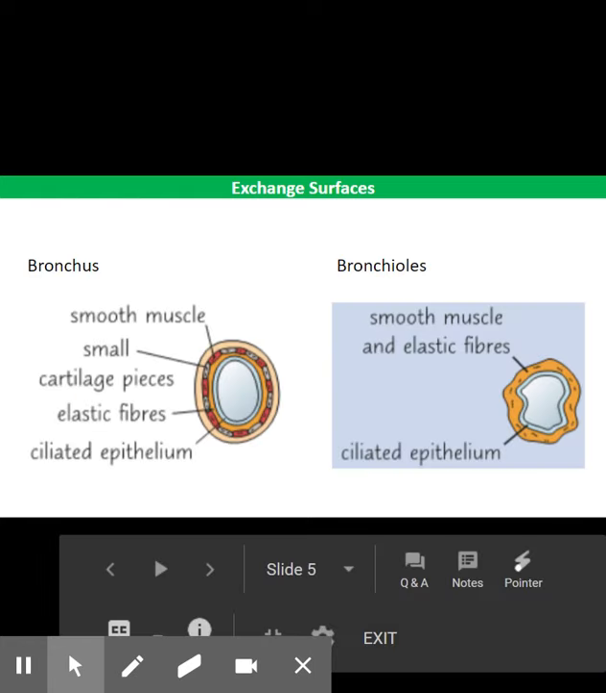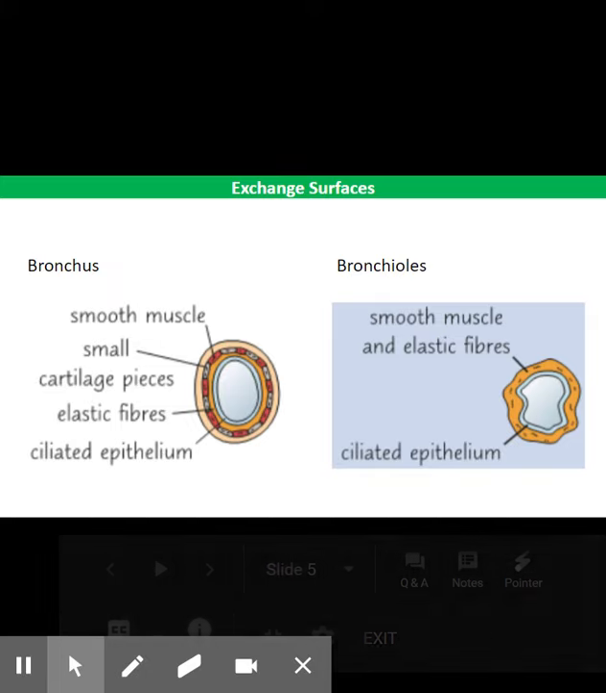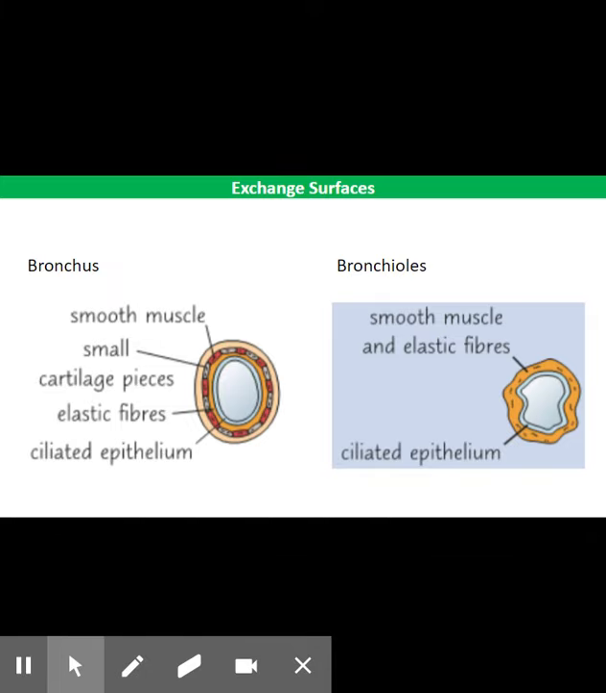Now this slide here looks at the bronchus and the bronchioles. The bronchus has a similar structure to the trachea. So when you go down the trachea, it branches off into two branches, or two bronchi. So each bronchus has similar structure to the trachea, but instead of C-shaped cartilage, it actually has pieces of cartilage, and they're labelled on the diagram on the left-hand side.